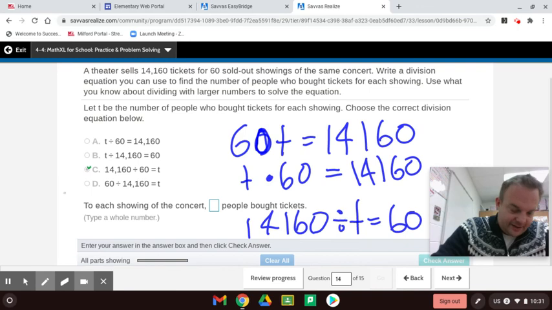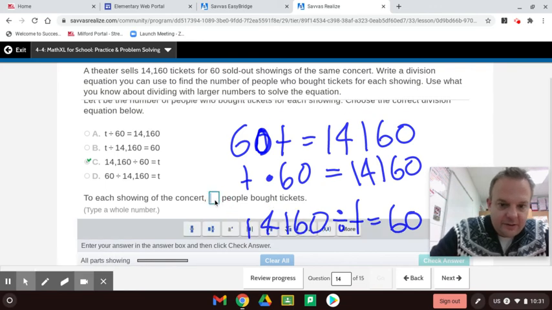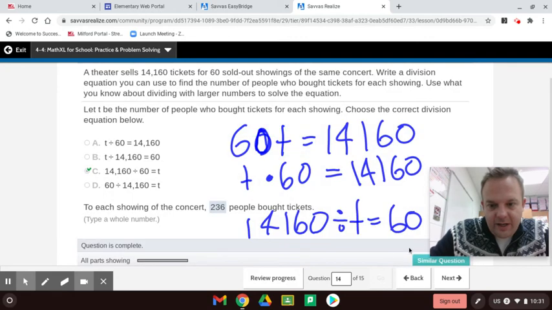Okay, let that sink in when I do this. Type it in right, Jason. 14,160 divided by 60 equals 236. Hooray! We're almost done, guys.